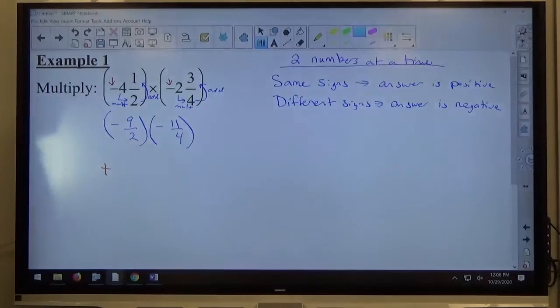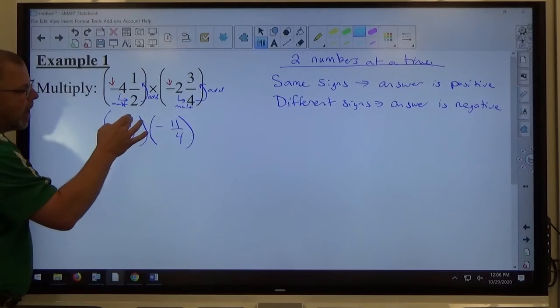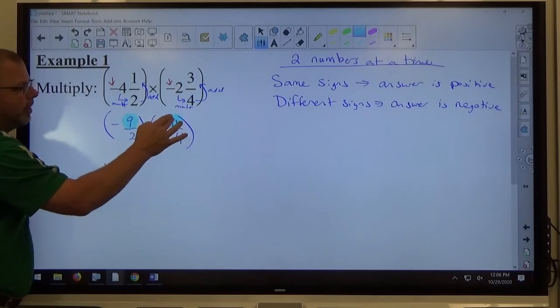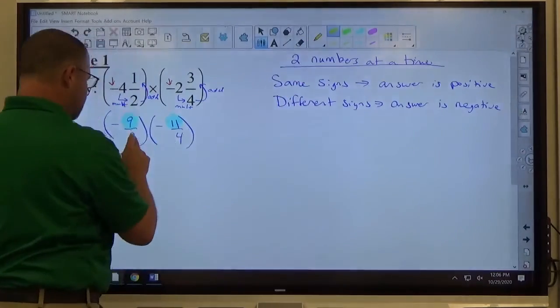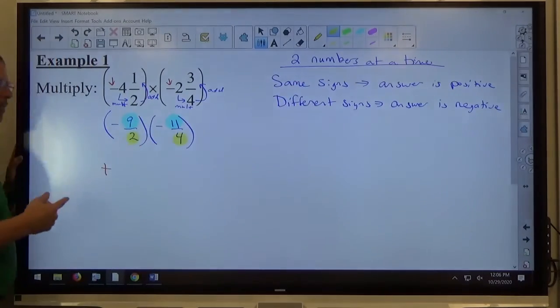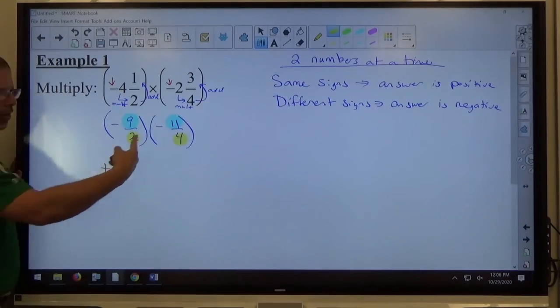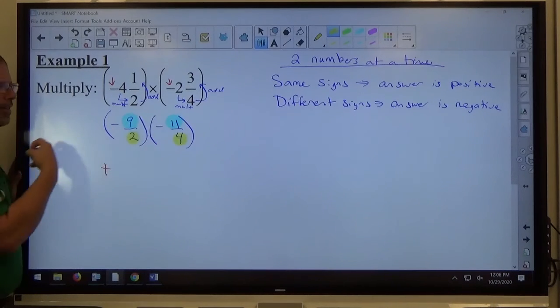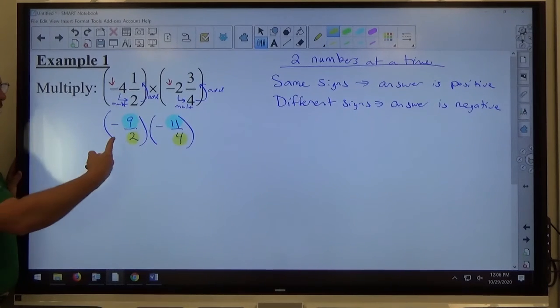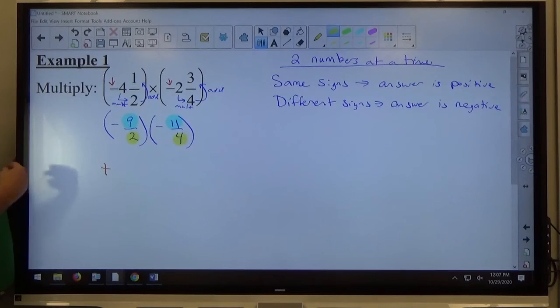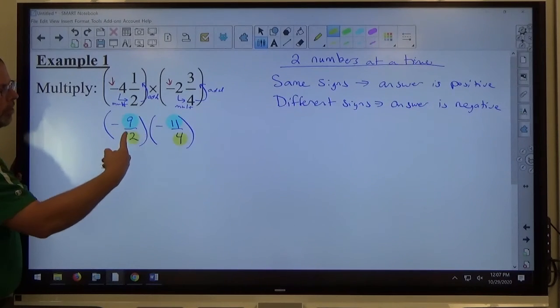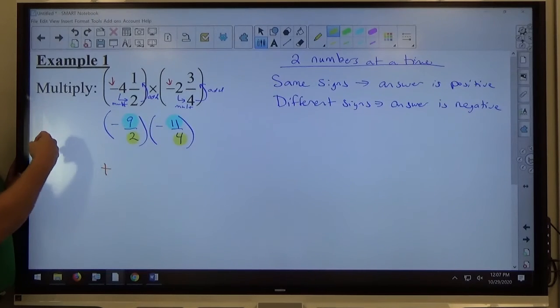Now, when it comes to multiplying fractions, the first thing I want to do before I start multiplying is see if I can reduce the numbers. Sometimes you can, sometimes you can't. If you can, it's great. If you can't, that's fine too. I'm looking at the top numbers 9 and 11 versus the bottom numbers 2 and 4, and I'm asking myself, does something evenly divide 2 or 4 that also divides 9 or 11? The only prime number that divides 2 or 4 is 2, right? Does 2 go into either 9 or 11? No. No. So this does not reduce.